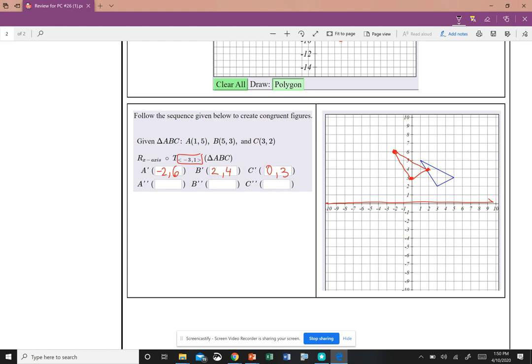So then it's going to be at -2 still, but it's going to be at -6 now. It's going to be at 2, but now it's at -4. It's going to be at 0, but now it's going to be at -3. So I'm going to be at -2, -6, 2, -4, 0, -3. So this is the one I would put on my final graph.